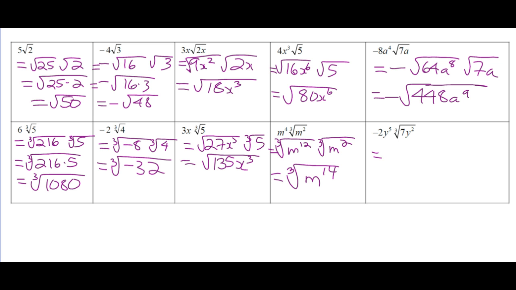Negative 2y to the 5th. What do I get when I cube that? Negative 8y to the 15th. Times the cube root of 7y squared, which is the cube root of negative 56y to the, and what do I need to fix up before we go to the next page? Needed 3 in the index, right? Easy to leave off.